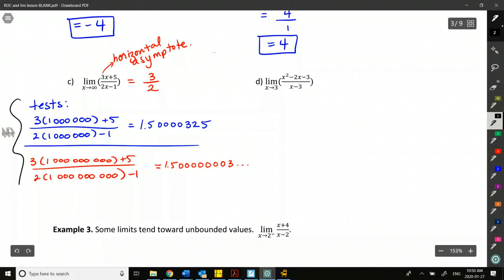I mean, you can always do your tests as well if you're not 100% sure. But yeah, the quick way to do this is just to use those coefficients. You must be approaching infinity or negative infinity, though, for that to work. Okay.